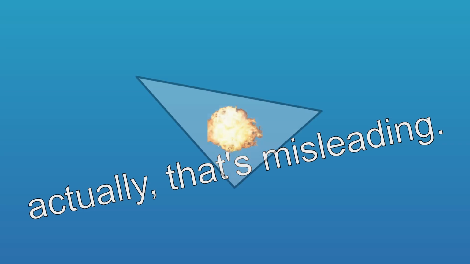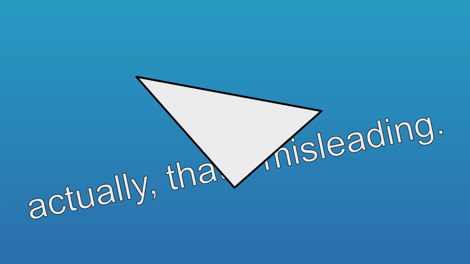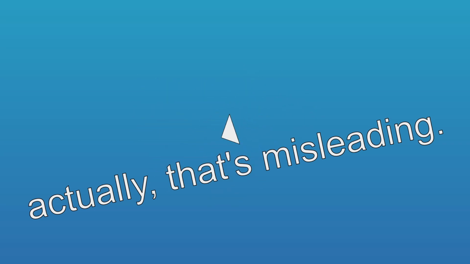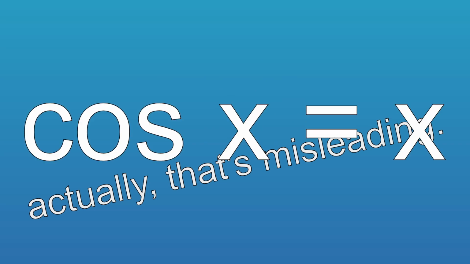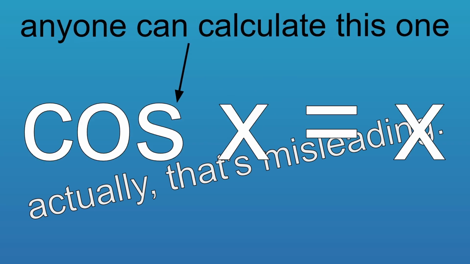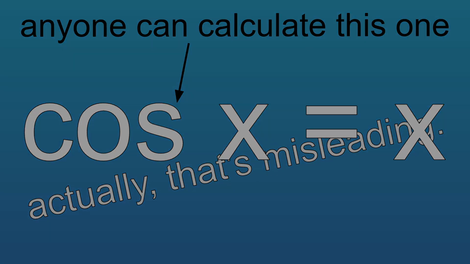Finally, we have the Dottie number. Actually, that's misleading. This uses cosine. That has nothing to do with dots. Hang on, do we even need the triangle, because this is just cosine of x equals x. Anyone could calculate this one, even without triangles.